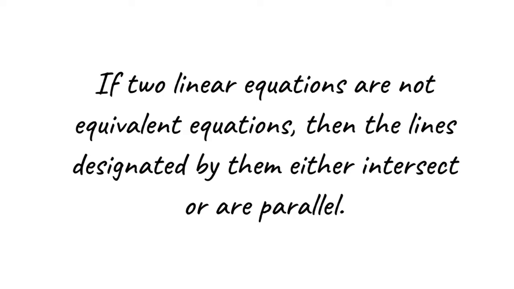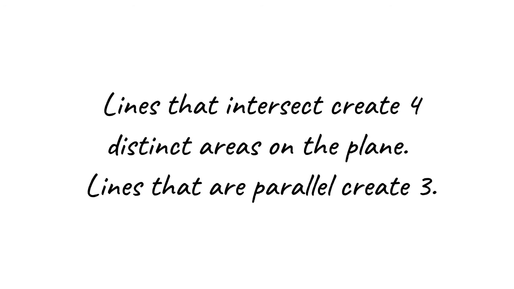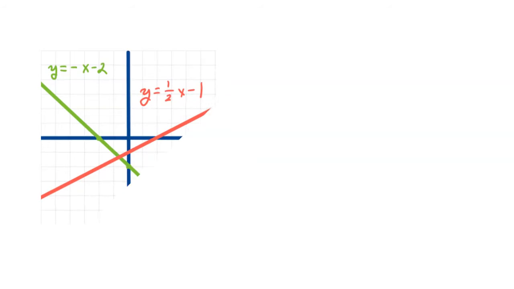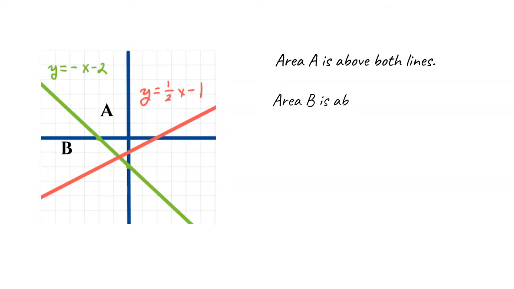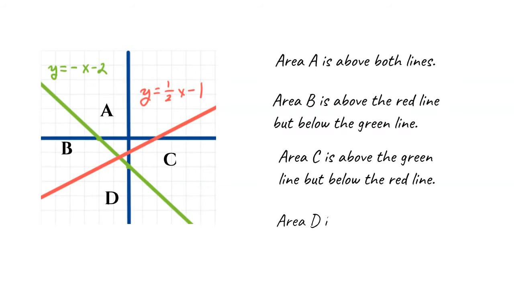If two linear equations are not equivalent equations, then the lines designated by them either intersect or are parallel. Lines that intersect create 4 distinct areas on the plane. Lines that are parallel create 3. Here we see a graph with two intersecting lines, and we see the areas created here. We have area A, which is above both of the lines, both the green and the red. Area B is below the green line but above the red line. Area C is above the green line but below the red line, and Area D is below both lines.